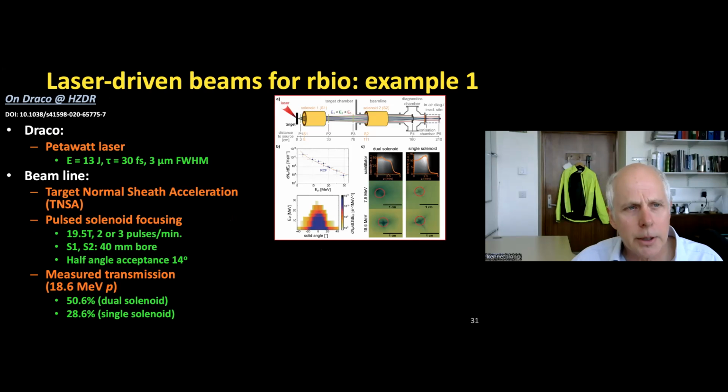Let's look first at the Draco laser, which is in Dresden, at the Helmholtz Zentrum Dresden-Rossendorf. Here there's a 13 joule pulse, which is delivered in a 30 femtosecond laser pulse, and has a 3 micron full width half maximum deposit. They do exactly what I described.